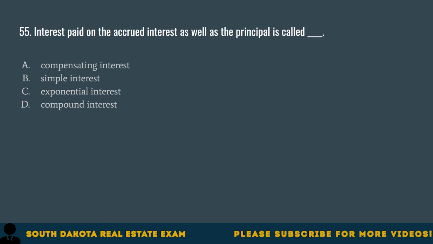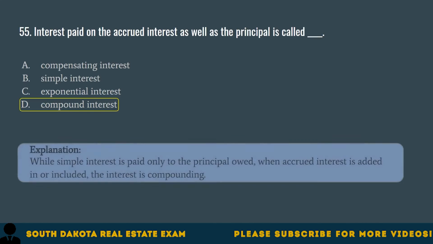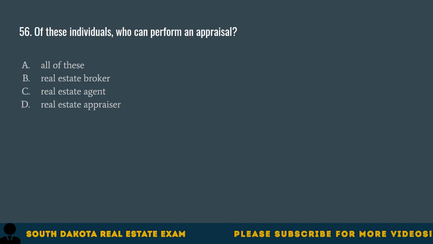Question 55. Interest paid on the accrued interest as well as the principal is called A. Compensating interest. B. Simple interest. C. Exponential interest. D. Compound interest. The correct answer is D. Compound interest. While simple interest is paid only to the principal owed, when accrued interest is added in or included, the interest is compounding.